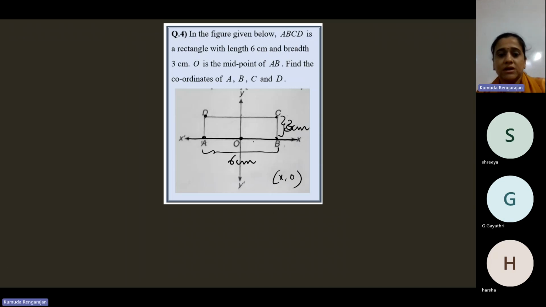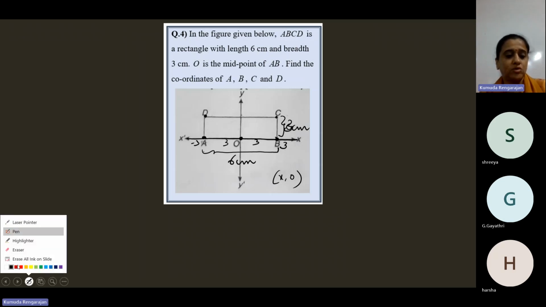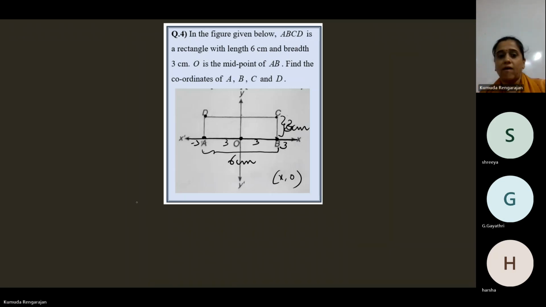X comma 0. Now the total length is 6 centimeters. So it's going to be 3 here and 3 here. So that means this point will be marked 3 and this one will be minus 3. Yes or no? The length AB is 6 centimeters. O is the midpoint, so OA has to be 3 and OB has to be 3. Where is B? On the positive side of the x-axis. So this point B will be marked 3.